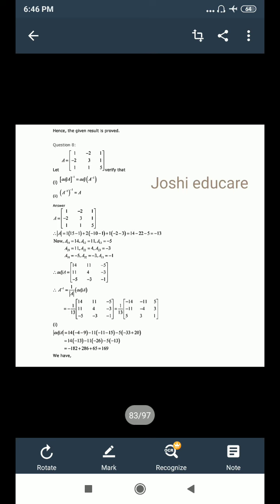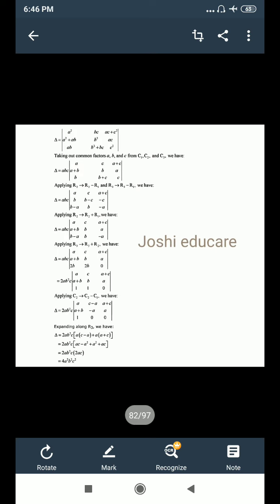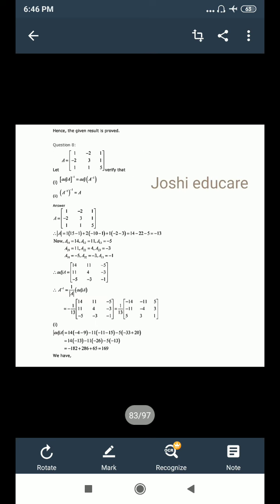Now we come to question number 8. It is given a matrix A, and we have to verify that the inverse of adjoint of A is equal to the adjoint of A inverse. The second part is that the inverse of A inverse is equal to A. So nothing special is there. We know how to calculate the adjoint of A.